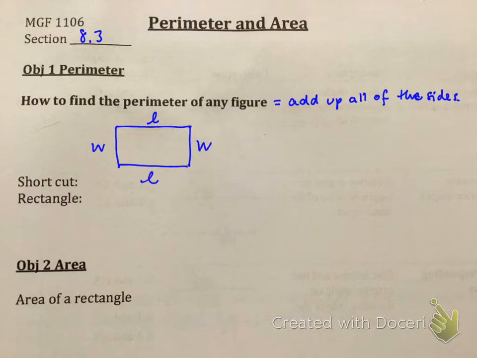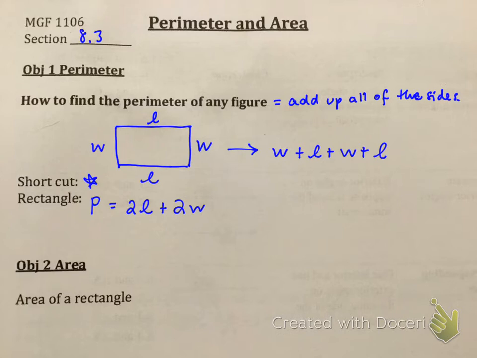So the shortcut to this is the perimeter of a rectangle equals 2 times the length plus 2 times the width. And if you don't want to memorize that, once again, what do you do? You can add up all the sides. So it's going to be W plus L plus W plus L. Okay? But once again, this is just a shortcut. All right, so to find the perimeter of any figure, just add up all the sides.